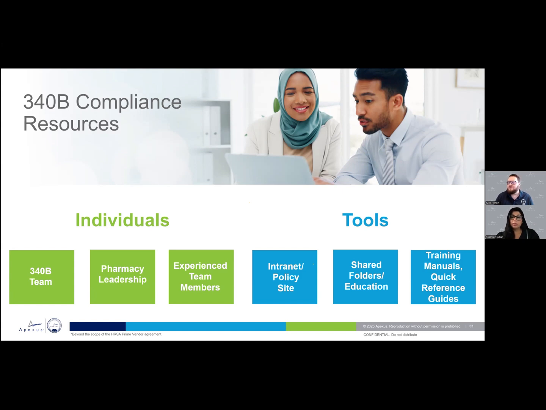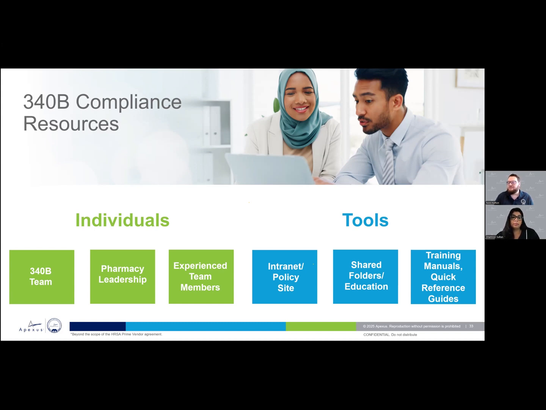And as far as tools go, there are a few different places you can check to access 340B documentation and assistance. So if your entity has an intranet or policy site where all of the policies are stored, that's a great place to check for your 340B policies and procedures manual. It's probably saved up there somewhere. You might just have to search for it.